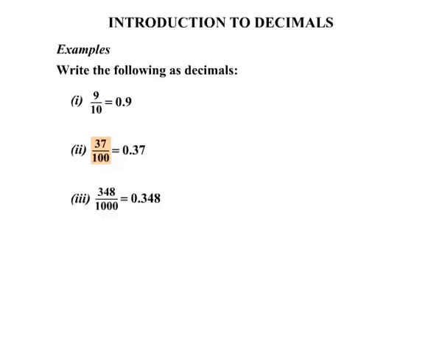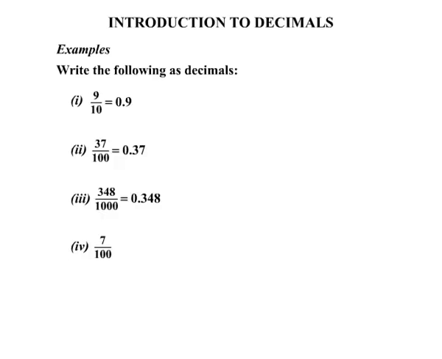The next one, 37 over 100. Well, when it's over 100, notice that there are two decimal places. The next one, 348 over 1000. When it's over 1000, there are three decimal places. So it's over 10, one decimal place. Over 100, there's two decimal places. Over 1000, there are three decimal places, and that pattern would continue.